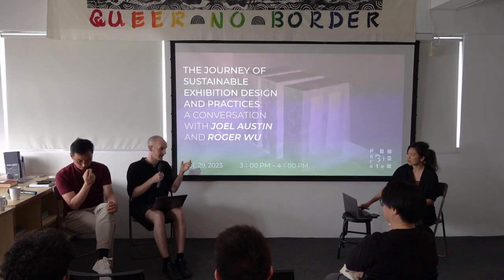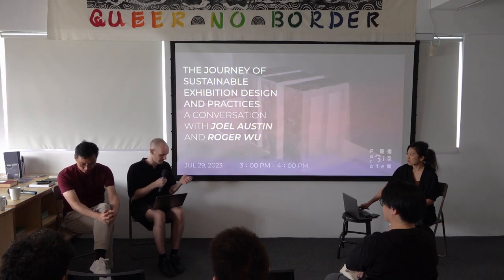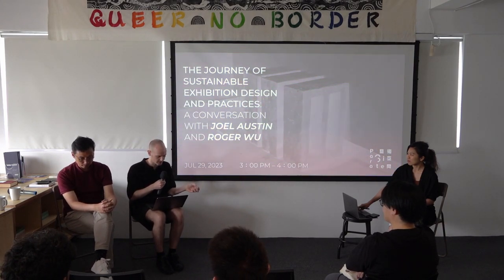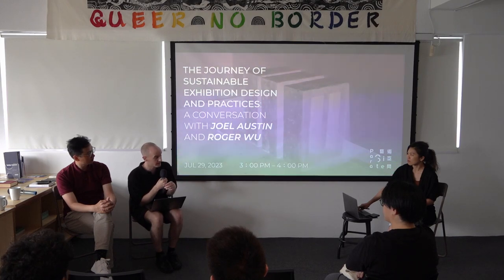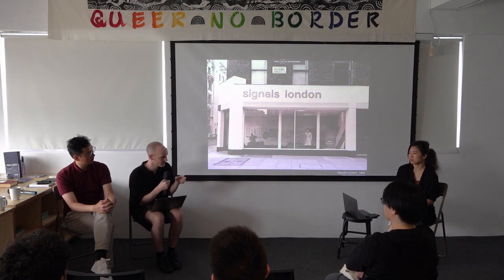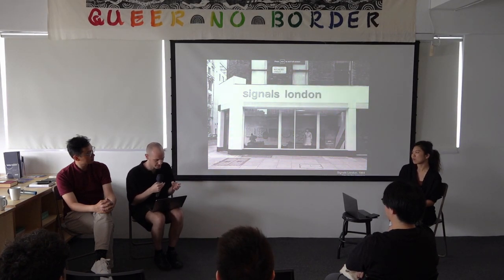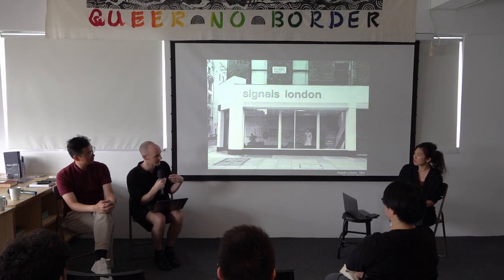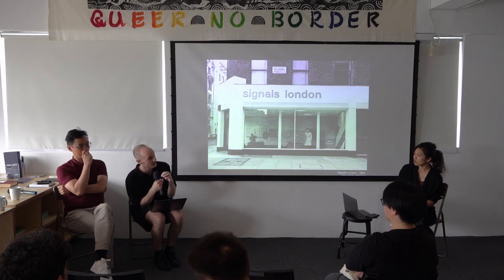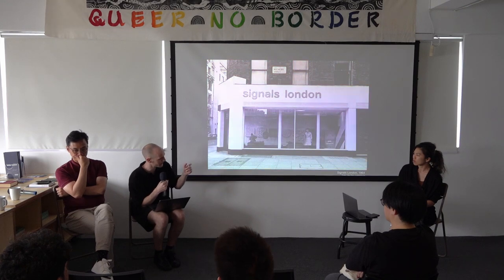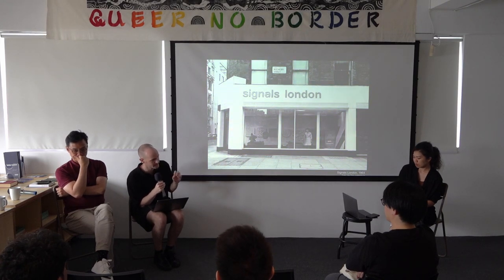We started saying, okay, how can we do something more sustainable, particularly how can we reduce waste? And how can that relate to the legacy of the Signals Gallery? The brief that the curators gave me is we want to make a show that relates to the legacy of this avant-garde gallery that was in London in the 1960s.